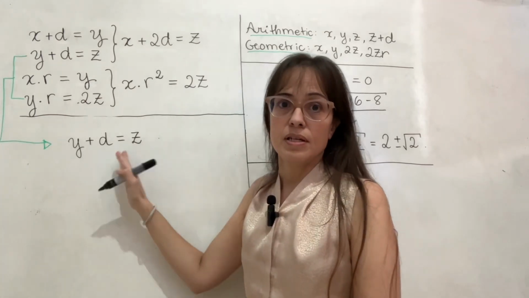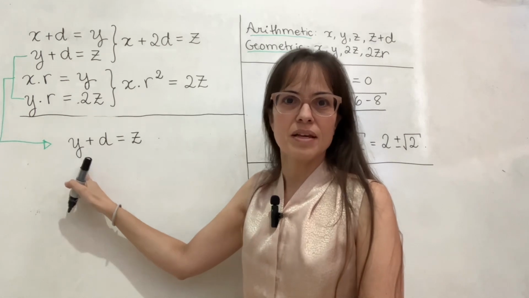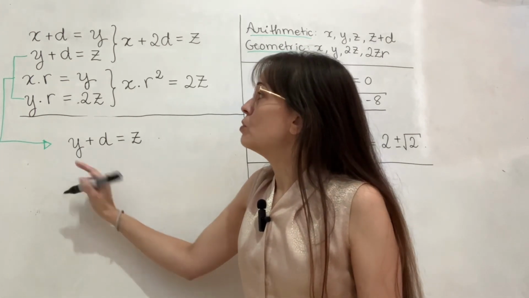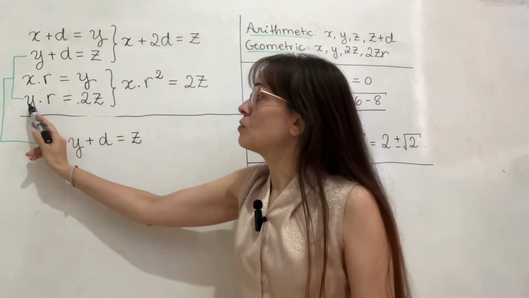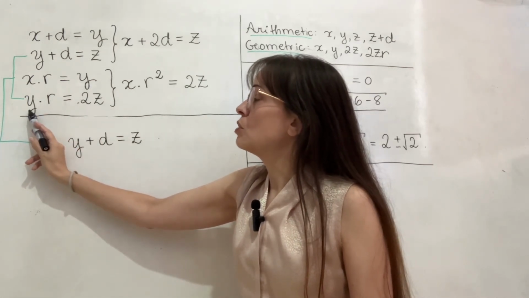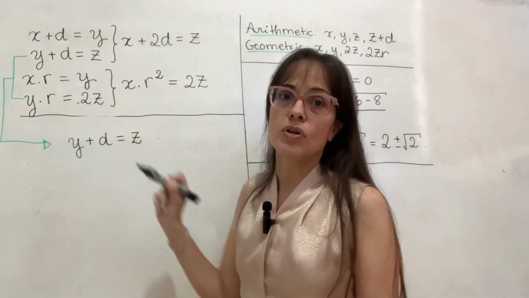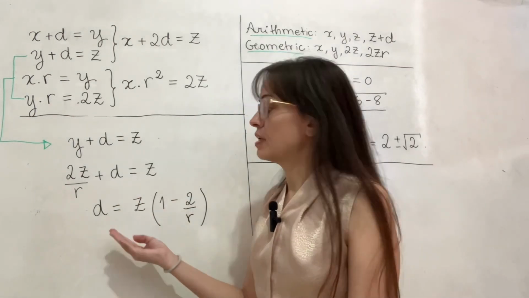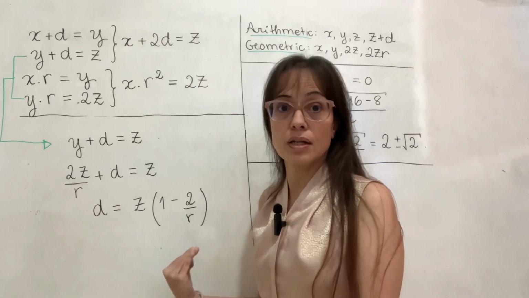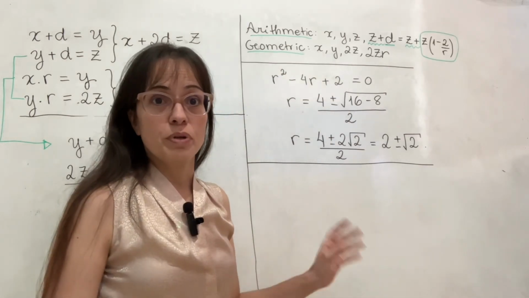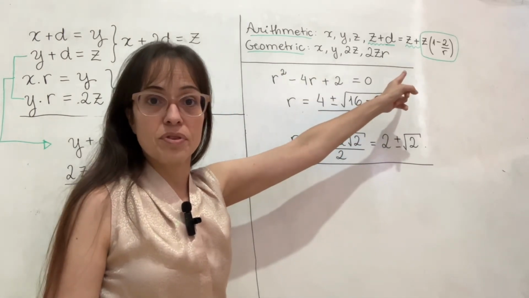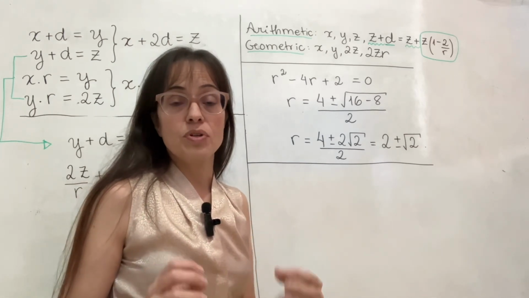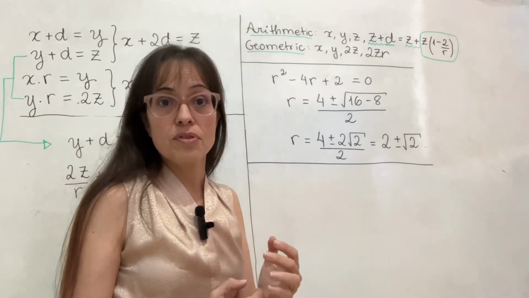Y plus d equals z. And I don't like that the y is here. I want z. So I can use this equation to get rid of the y. Y is going to be equal to 2z over r. So now I'm just isolating d in this equation and getting it in terms of z and r, which is really useful because now I can use it to write down the fourth term of the arithmetic sequence in that way. And the question just wanted the ratio between the two fourth terms.